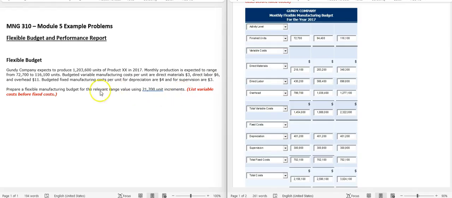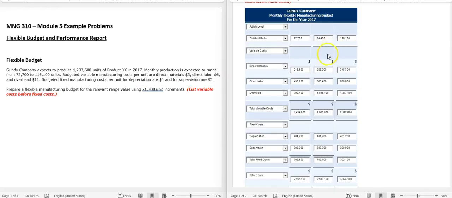Okay, and if we get outside of this range of production, it could be that the behavior of some of those costs will change. But because we're staying within this relevant range, we can assume that these costs will always be variable and these costs will always be fixed. So we're going to first prepare a budget for the lower level of production, 72,700 units produced, and then in increments of 21,700 units, we're going to jump up and prepare a budget for 94,400 units produced, and we are going to prepare a budget for 116,100, which is another 21,700 units increase.